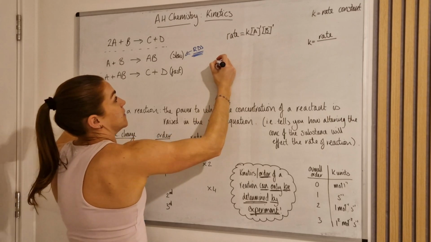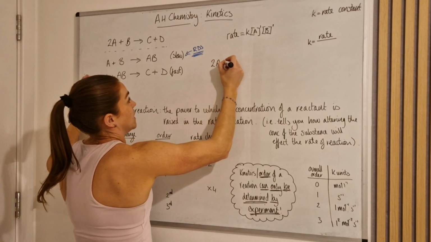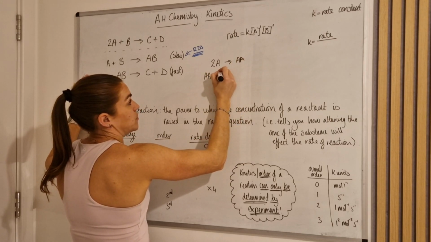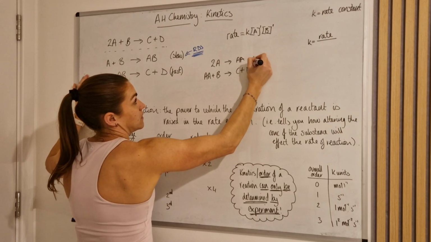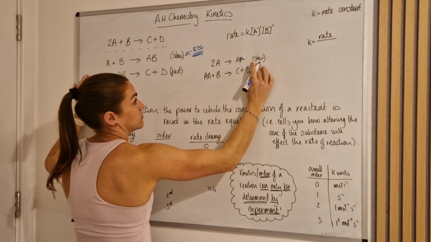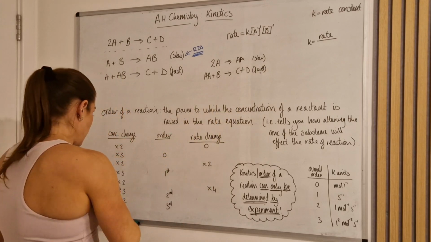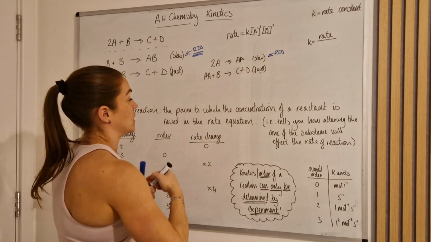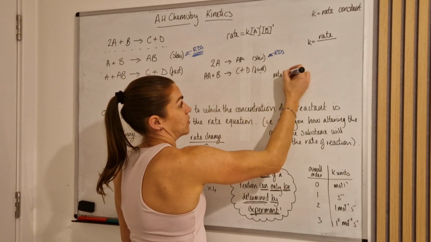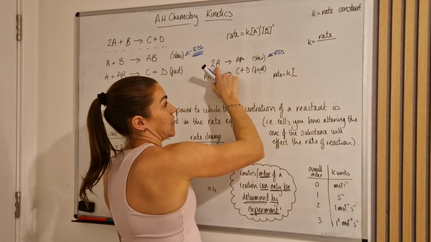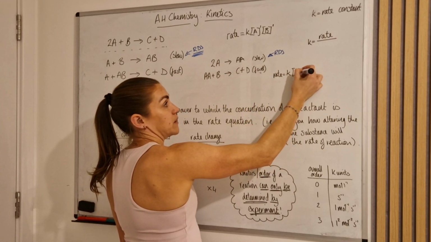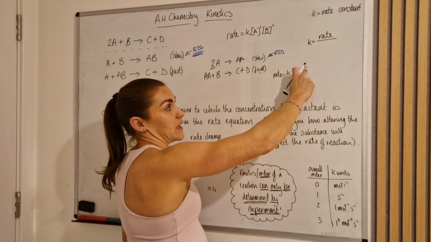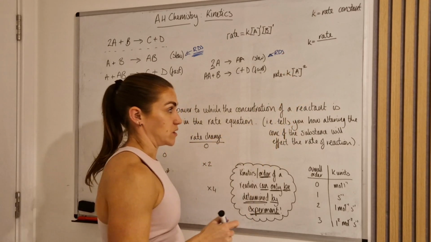If we had the reaction where the slow step was 2A, giving us an intermediate AA, and then that AA went on to react with B to give us our C and D. So let's say that was the slow step, that was the fast. So the slow step is our rate determining step. If we were writing a rate equation for this, it would be rate equals small k times the concentration of A, because that's the reactant involved in the rate determining step. But because there's 2 moles of it, we would put it to the power of 2. So this means that there's 2 moles of A involved in the rate determining step.